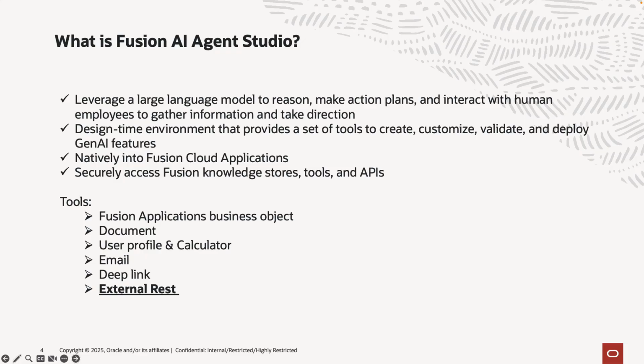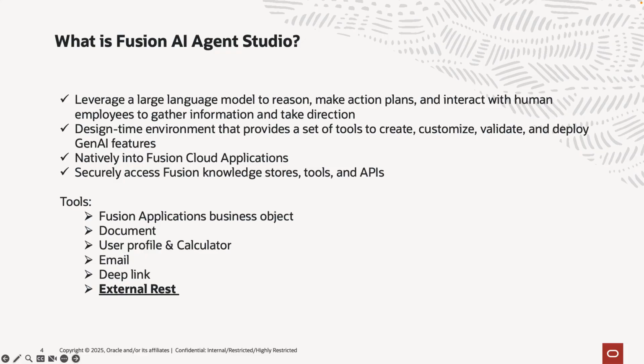In some cases, if you turn it on, they interact with human employees for approvals, to gather the information, and then take a direction and basically make a tool call. The Agent Studio provides a design time environment with a set of tools to create and customize all of these agents. This is built natively into Fusion Cloud applications.